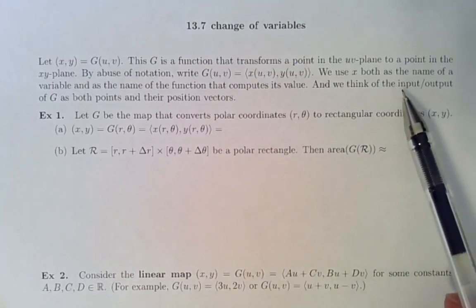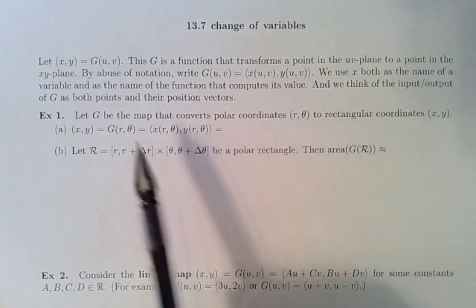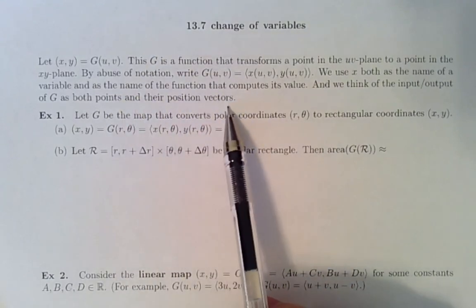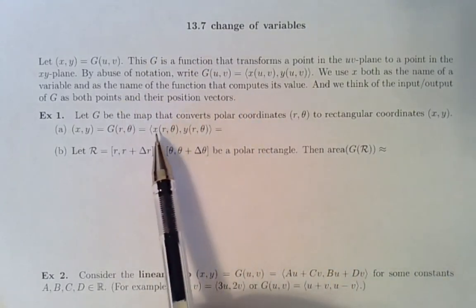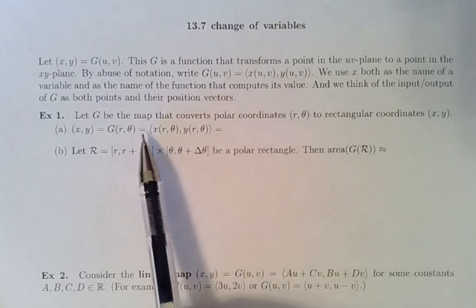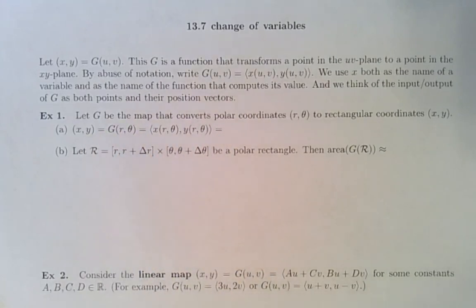Also, sometimes it will be convenient to think of the input-output as points and sometimes as vectors, and we'll just go back and forth. And if I use the wrong kind of angle brackets or parentheses, it's all right. We'll figure things out, and I will be lenient with you as well.